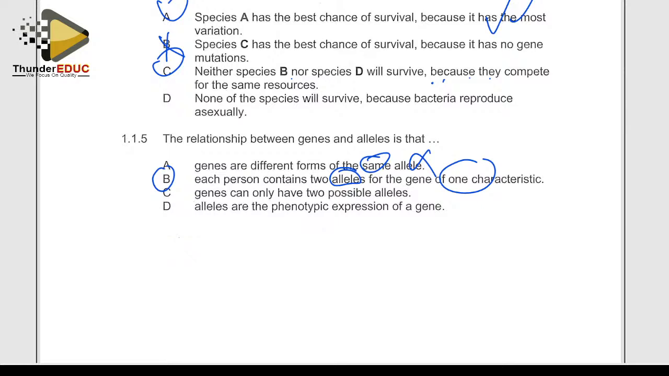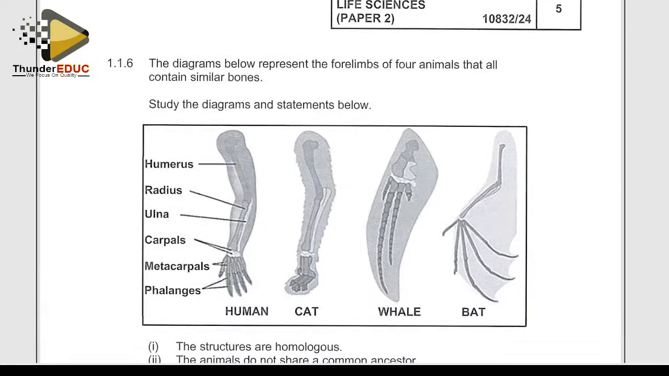I'm not saying that's the most correct answer. Gene can only have 2 possible alleles. Not really, because we have multiple alleles. This word "only" makes it wrong. Alleles are phenotypic expression of gene. No, actually this is misleading. Why? Because it's the gene which determines the phenotype, not the phenotype determining the gene. So B becomes the most correct answer.